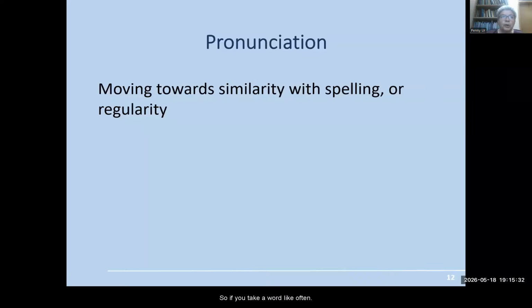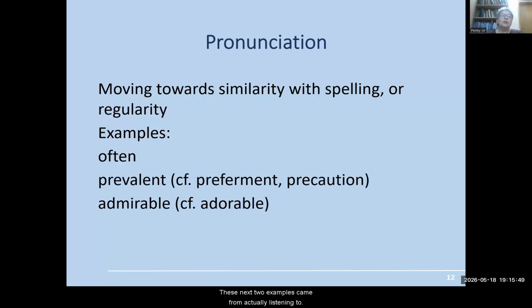So if you take a word like often, I say often without the T because that's how I was brought up and that's how I say it naturally. It's more and more being pronounced with the T because that's how it's spelt, and it's a perfectly legitimate pronunciation. These next two examples came from actually listening to, the first one was a podcast by Yuval Noah Harari, who speaks very, very good English and has written books in English.